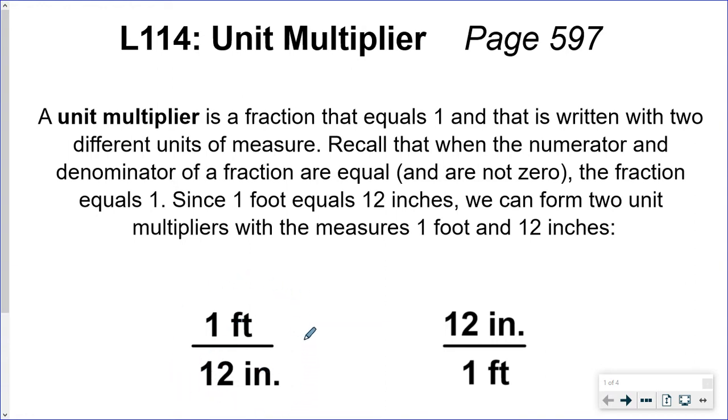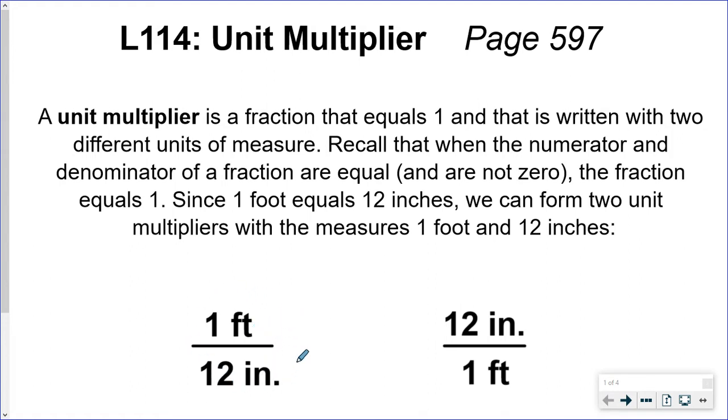This is one unit multiplier right here. Because this equals 1. If I converted feet to inches, 1 foot is 12 inches. This would be the same as 12 inches over 12 inches, which equals 1. Or if I converted the 12 inches to feet, there's 12 inches in a foot. So this would be like having 1 foot over 1 foot.